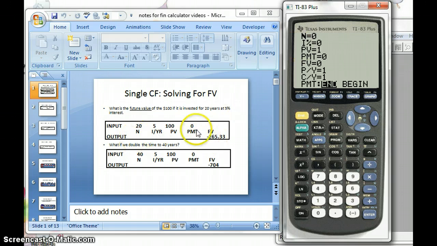So the first example, if we want to find the future value when the present value is 100, 20 years, 5% interest rate. So 20 years, go down, 5% interest rate. Remember, you only need to input 5, not 5%. 100 present value, and leave payment as 0, and we go down to future value and press this green button that says alpha and solve. So you get the result, $265 future value.